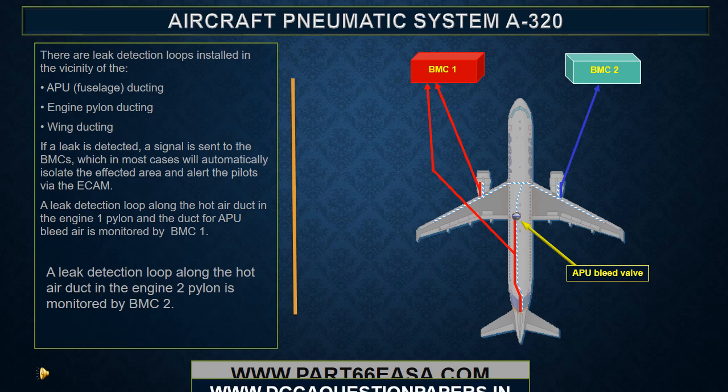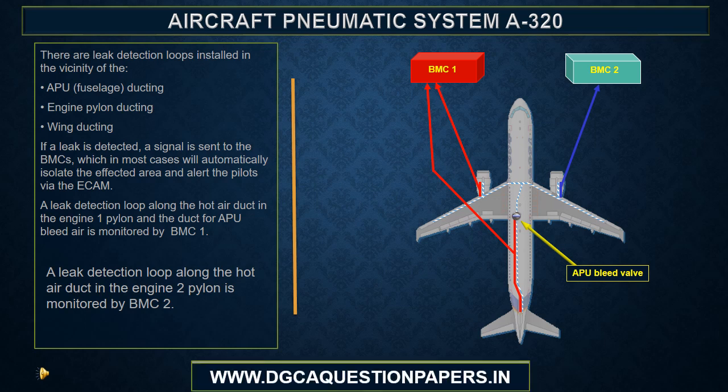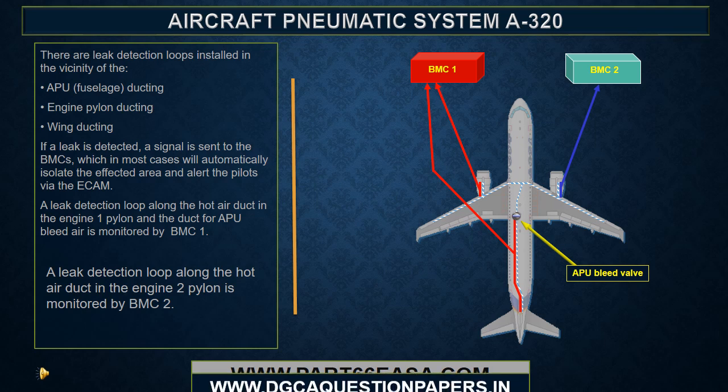A leak detection loop along the hot air duct in the engine 1 pylon and the duct for the APU bleed air is monitored by BMC1. A leak detection loop along the hot air duct in the engine 2 pylon is monitored by BMC2.